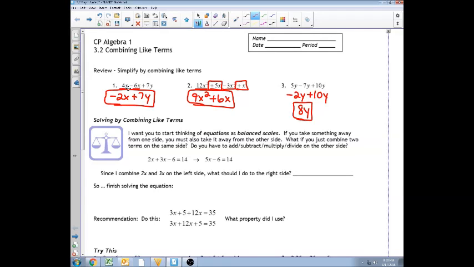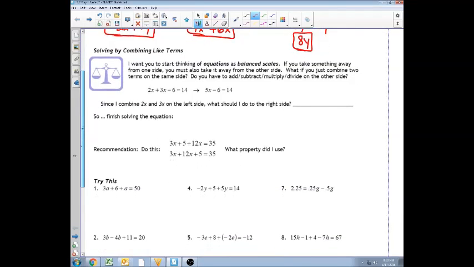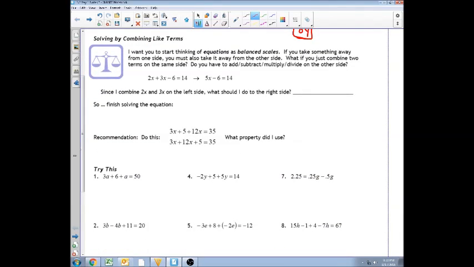Hopefully you did pretty well on that. That is a review of a previous lesson. Now we need to solve by combining like terms. I want to start thinking of equations as balanced scales. If you take something away from one side, you must also take it away from the other side.